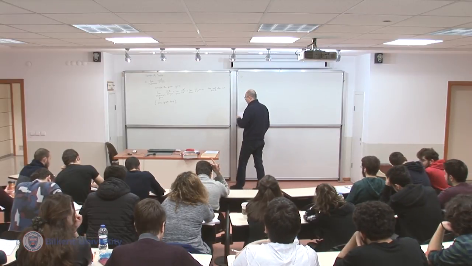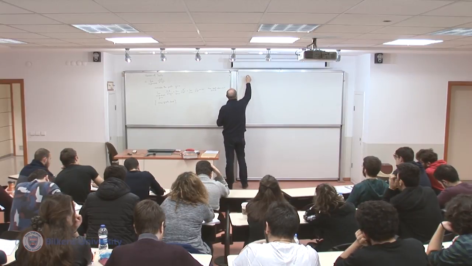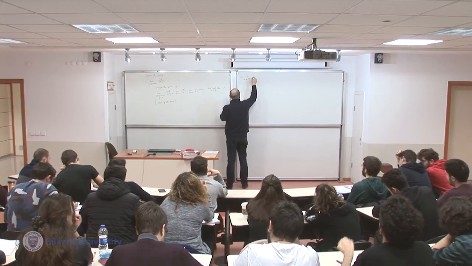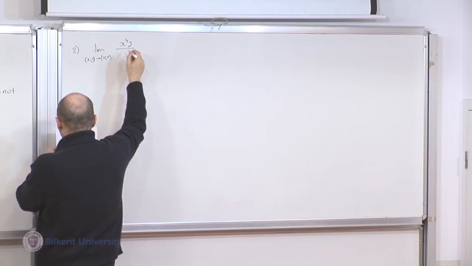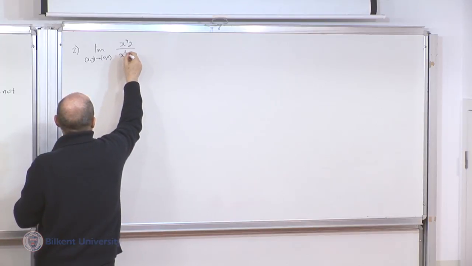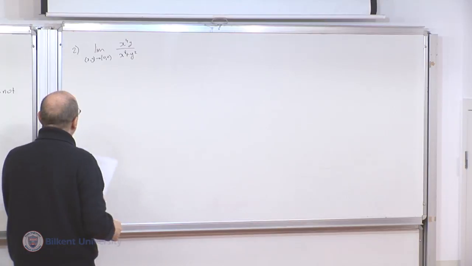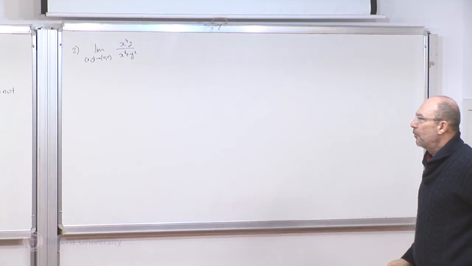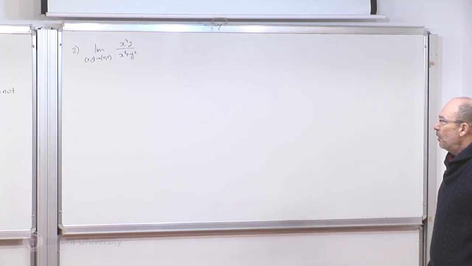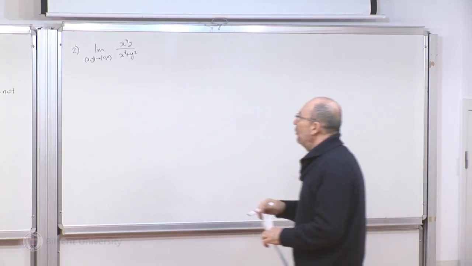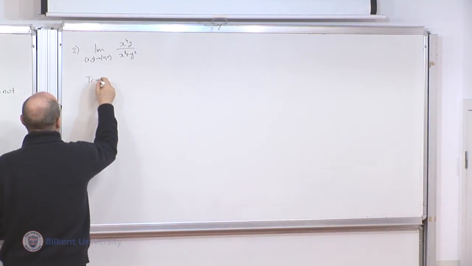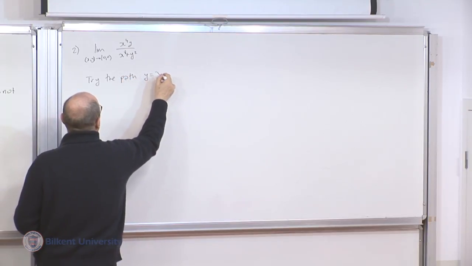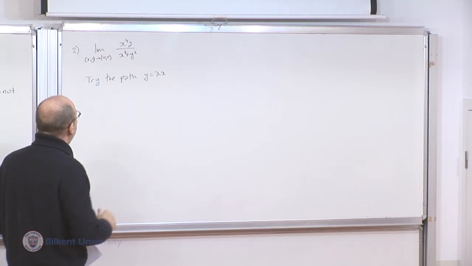So this is one technique we use. Then we have the two-path test. Let's look at this: the limit as (x,y) goes to (0,0) of x to the 4 y over x to the 8 plus y squared. Again, here we suspect that the limit does not exist, but we will use this example to demonstrate the two-path test. Here, first try the path y equals lambda x.